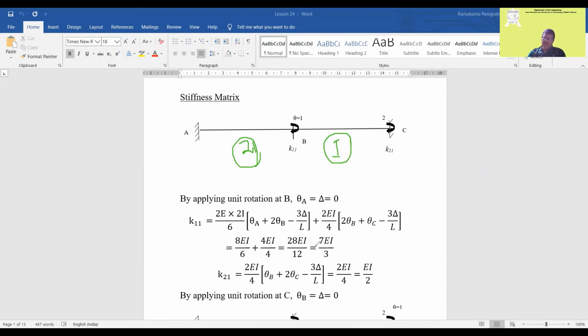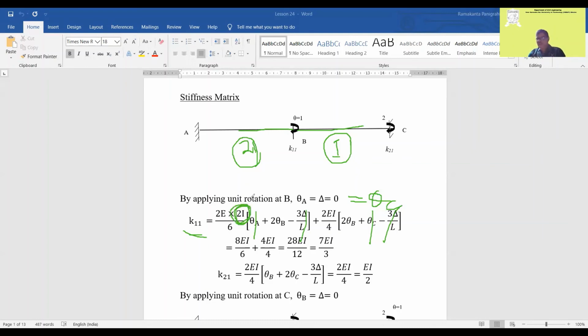Here, as you see, theta A is equal to delta is equal to 0 is equal to theta C also, not being written. So like the previous problems, you'll find K11. Means at B, it will come from this span and from this span. So from this span, it will be theta A plus 2 theta B. From here, it will be 2 theta B plus theta C. Theta C cancels, 0, delta 0, theta A 0. But here the I is equal to 2I. So you have to incorporate the I value here itself.